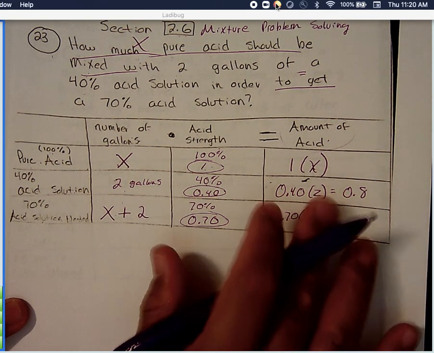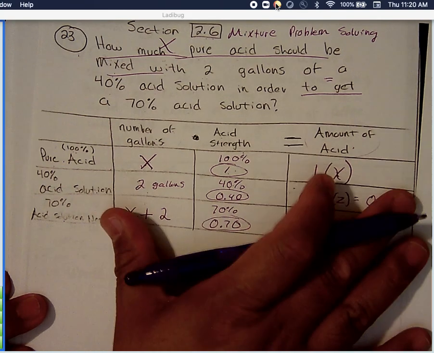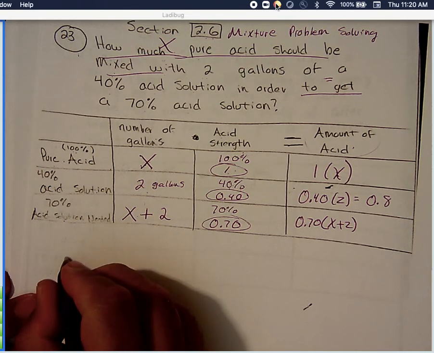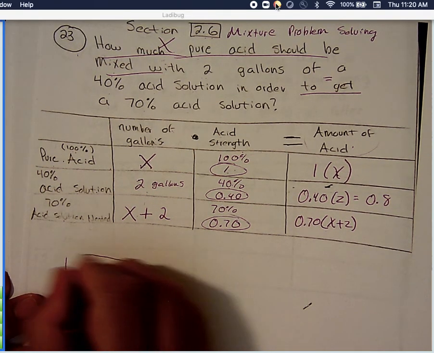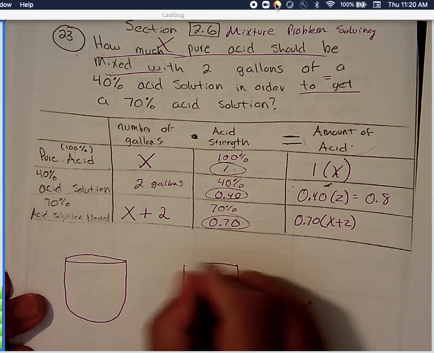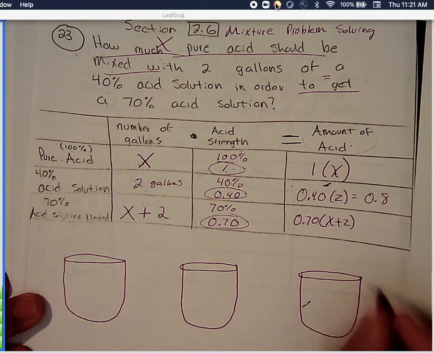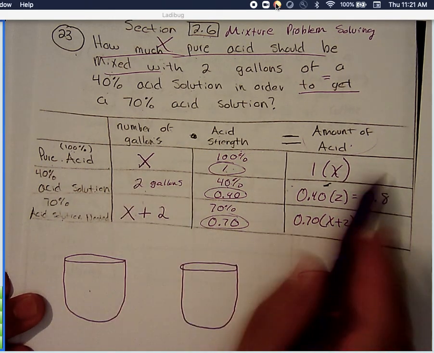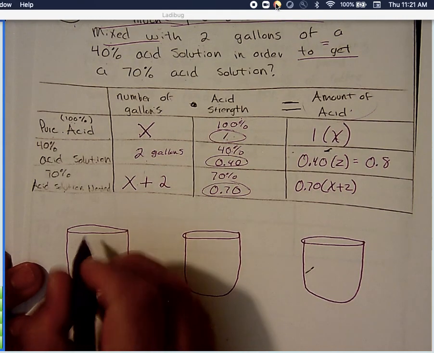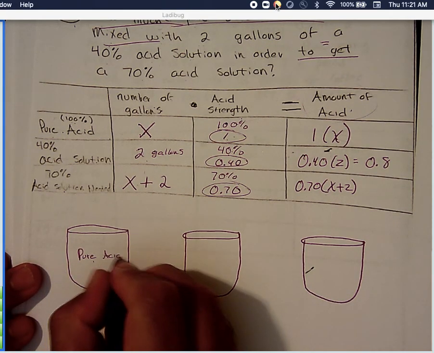But before I go into that, let me show you the other way. This is how you fill a table, but honestly, I don't want you guys to do it from here. Let me explain how to do it from pictures. I think the pictures work a lot better. Okay, so again, this represents this column. And maybe don't look at this. This first jar would represent the pure acid, which is 100%.